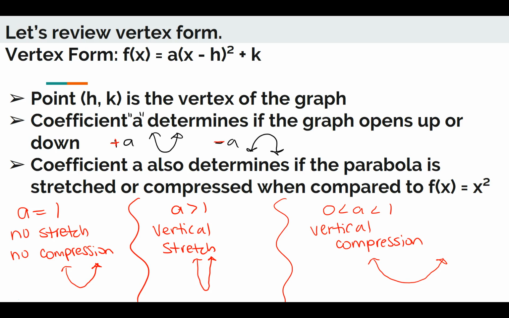So if your a equals 1, nothing is happening. If your a is bigger than 1, that's a stretch. If your a is less than 1, but it's still bigger than 0, it's going to be a compression. So if you have negative 2x squared, the negative tells you it's opening down. The 2 tells you it's a stretch. Does that make sense? It's 2 different things. Positive or negative is up or down. The actual number itself tells you stretch or compress, or nothing. So it's 2 different things.